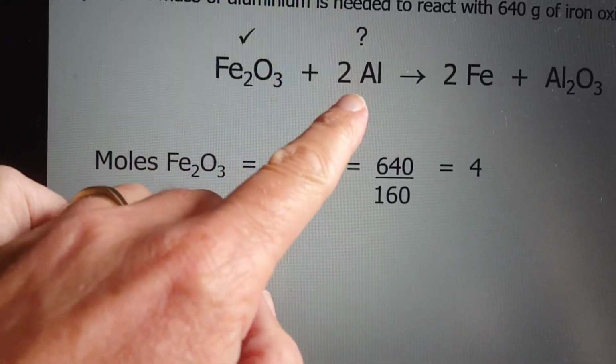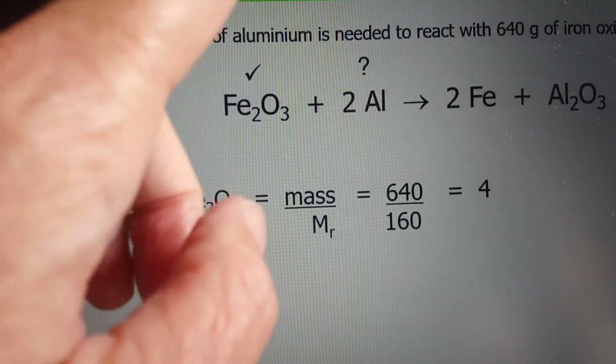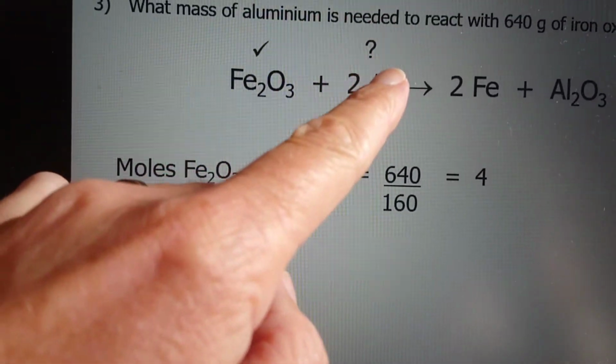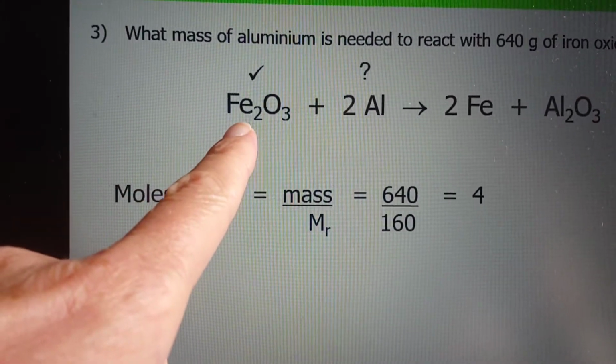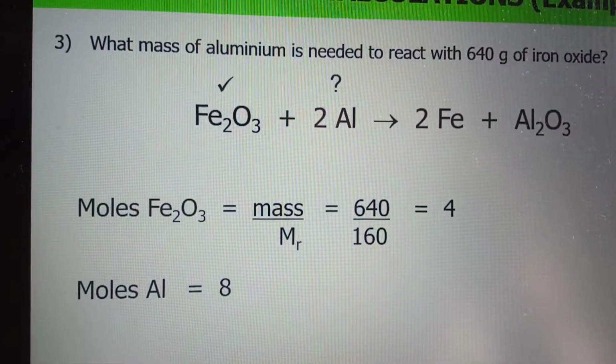We're going to react it with 2 moles of aluminium. So if we have 1 mole of iron oxide, the ratio is 1 mole of iron oxide will react with 2 moles of aluminium, but we've got 4. So 4 moles of iron oxide is going to react with 8 moles of aluminium.